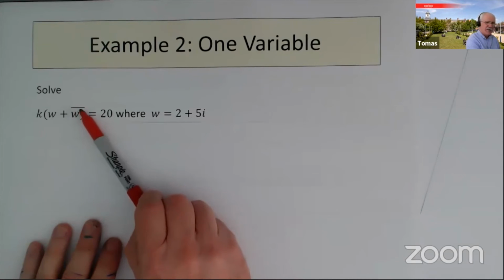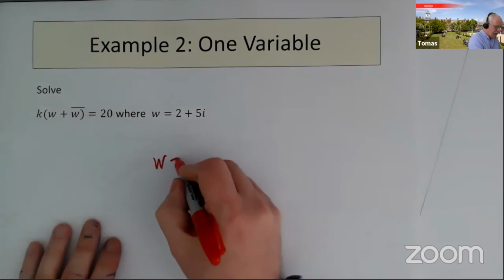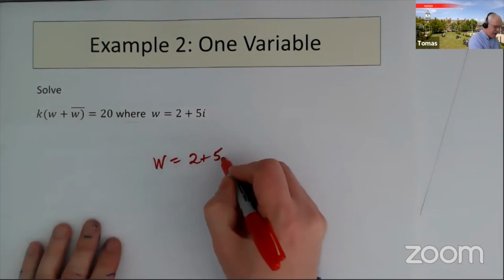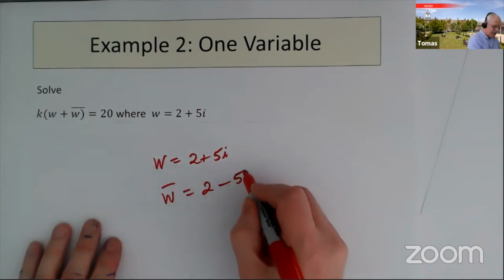So this bar means the complex conjugate. It's the mirror image. So it's saying that w is 2 plus 5i. Well, w bar must be 2 minus 5i.